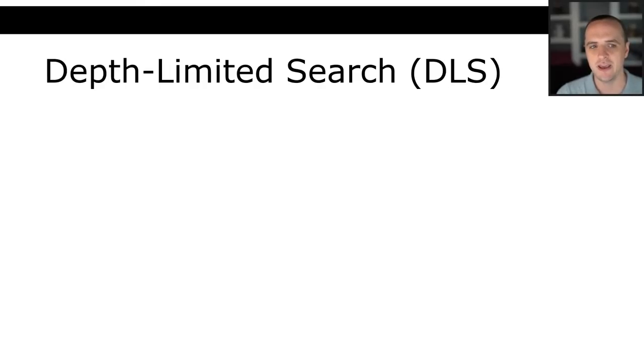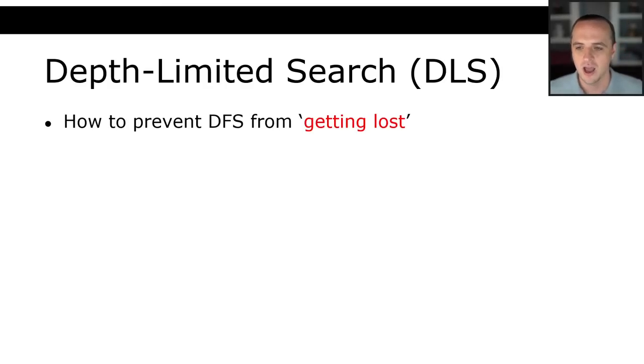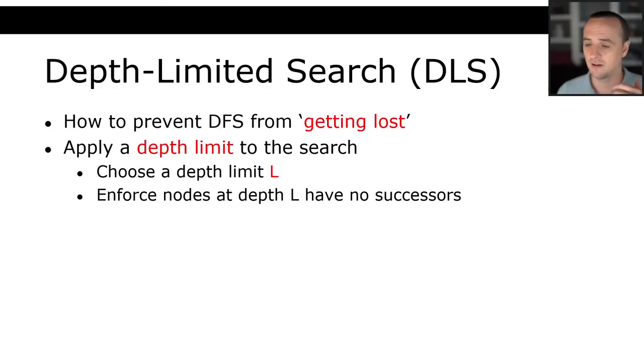So how might we be able to take depth first search and modify it so that it has the other properties that we want? Okay, so how are we going to prevent depth first search from sort of getting lost, right? From going super, super deep and never being able to find a solution? We are going to apply a limit to the depth of the search. So we're going to choose some depth limit, call that L, L for limit. And we're going to enforce a condition which basically says we can't go any deeper than L. So every node at a depth of L or later has no successors.